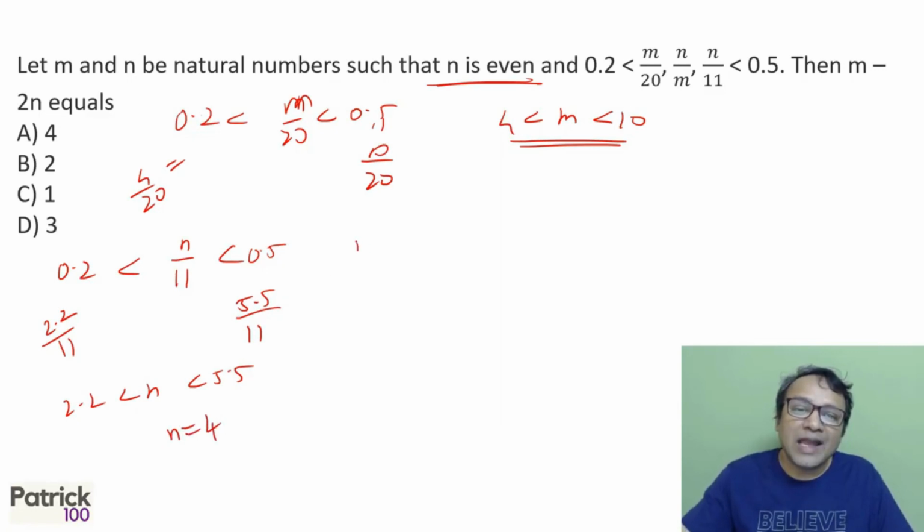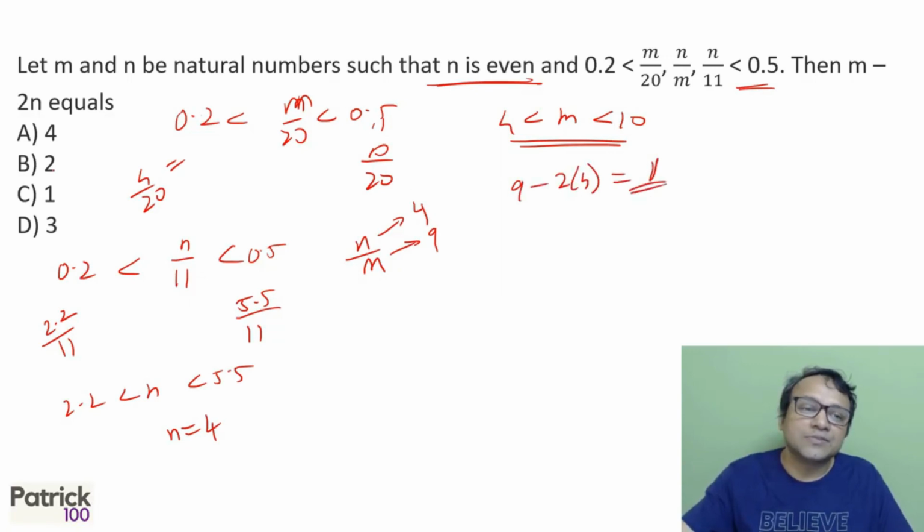N has to be 4, and N upon M has to be less than 0.5. So the only number that is possible for M is 9. So N is 4, M is 9. Substitute here: 9 minus 2 into 4 will give you 1 as the answer. C option.